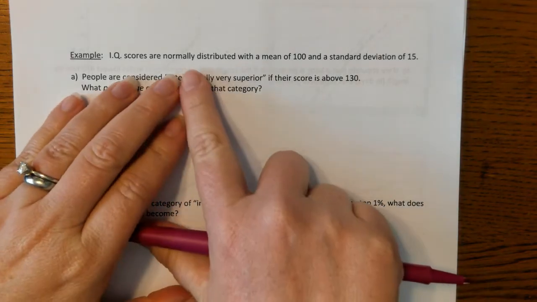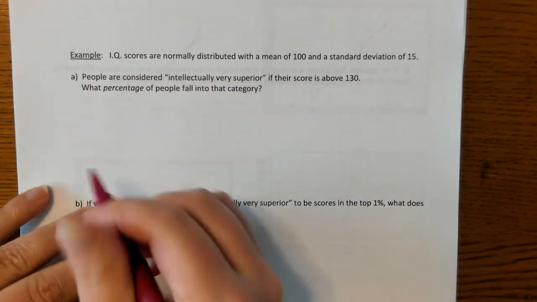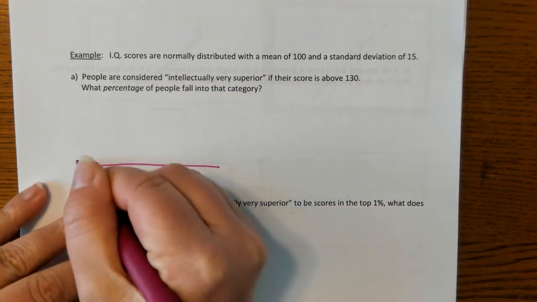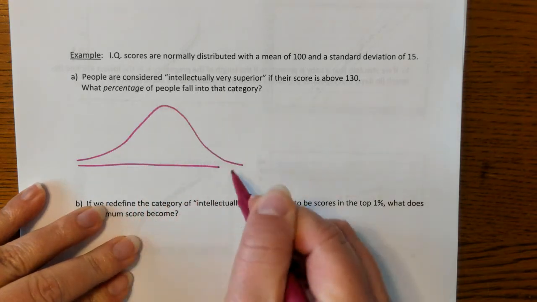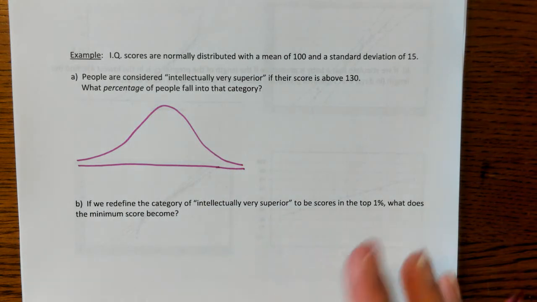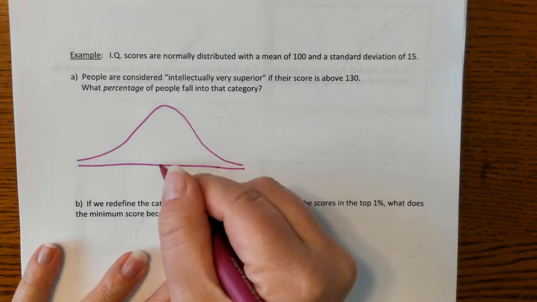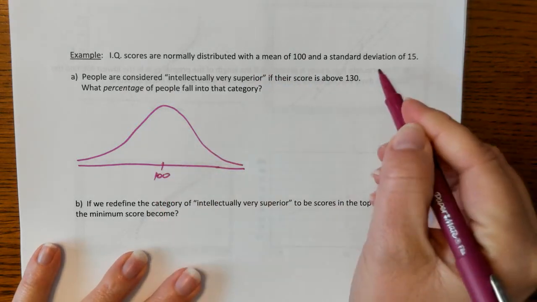Okay, so another example. IQ scores are normally distributed with a mean of 100 and a standard deviation of 15. Remember, IQ is one way of measuring intelligence. There are certainly some debates on whether it's the best, most appropriate way to measure it or not, but we'll assume it's okay for the sake of this problem.